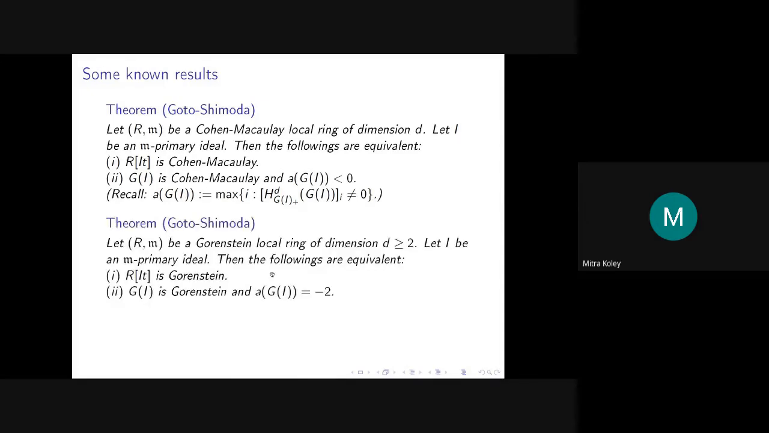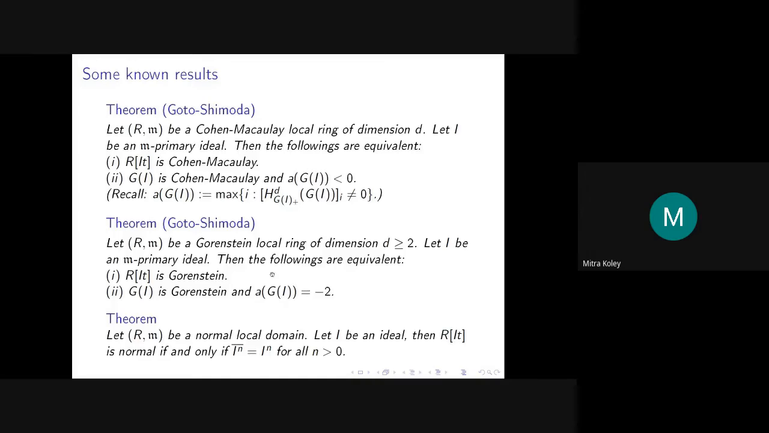The next theorem concerns Gorenstein-ness of the Rees algebra. Let (R, m) be a Gorenstein local ring of dimension d. Let I be an m-primary ideal. Then the Rees algebra is Gorenstein if and only if the associated graded ring is Gorenstein and the a-invariant of the associated graded ring is -2.